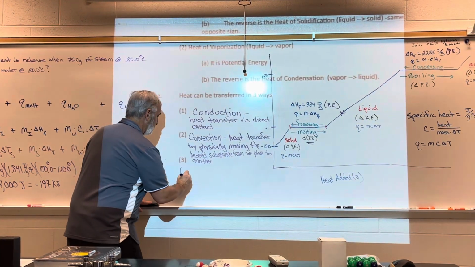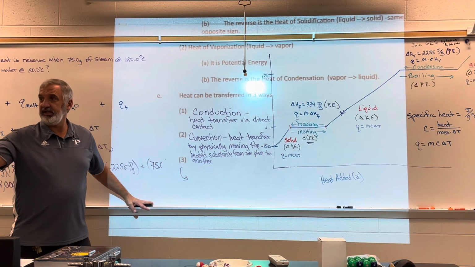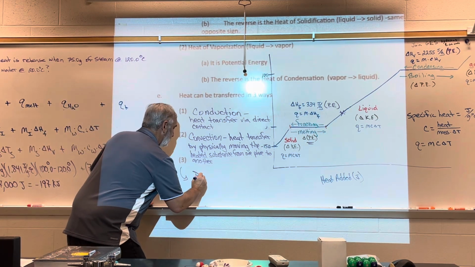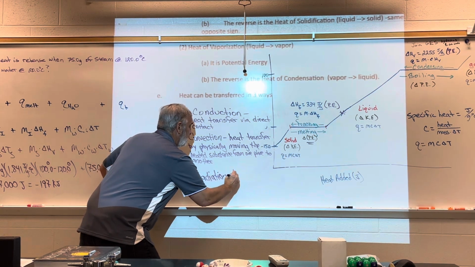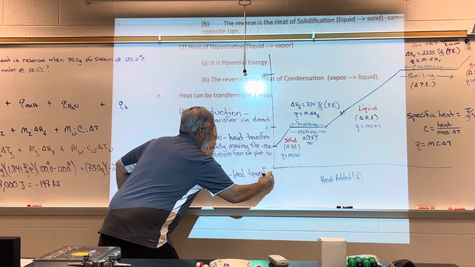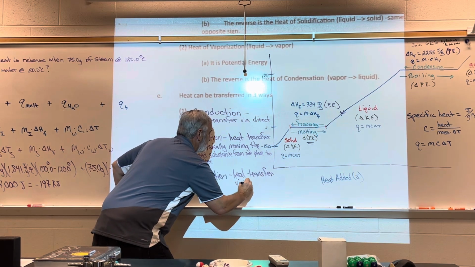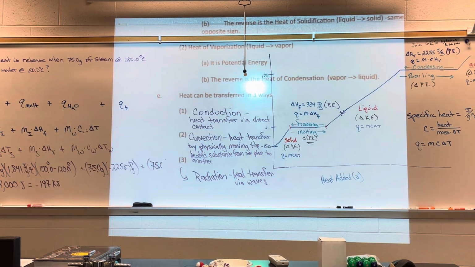Then how does the heat get to us from the sun? This is number 3. Waves. Waves, okay, but what do we call that? Radiation. Microwave radiation. Not a microwave. Heat transfer via waves. Bro, you told me it was. Y'all, come on, back row guys. Heat transfer via waves. This is the way the heat gets to us from the sun.